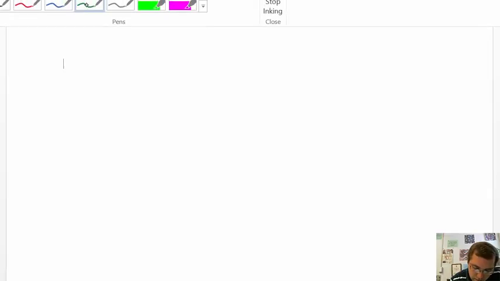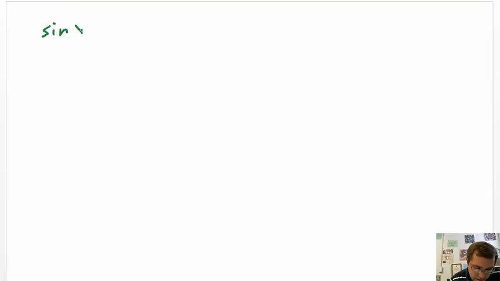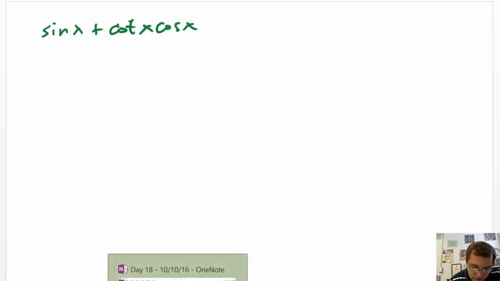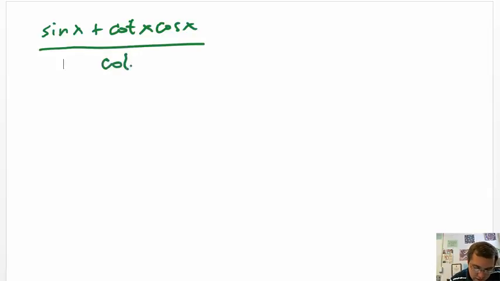All right. So we have sine of x plus cotangent of x times the cosine of x all over the cotangent of x. Well, what is cotangent of x? According to the fundamental trig identities, cotangent of x is 1 over tangent of x.